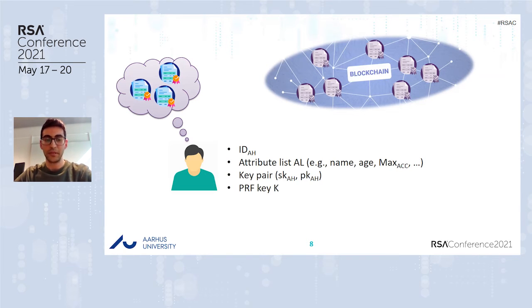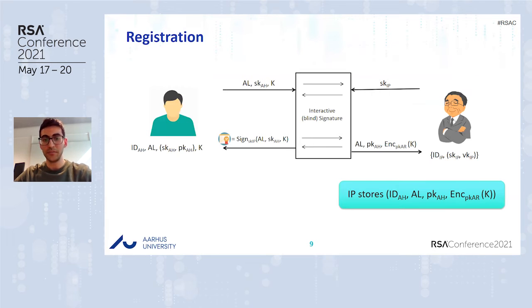This parameter can be defined based on an agreement with the identity provider. The account holder also has a key pair and a PRF key K. And with this information, the account holder runs an interactive blind signature protocol with the identity provider. They run this protocol together, and at the end of the protocol, the account holder receives a signature from the identity provider on his attribute list, his secret key, and the PRF key K. And it is important that the identity provider doesn't learn the secret key and the PRF key of the account holder. So the signature is done in a blind way.